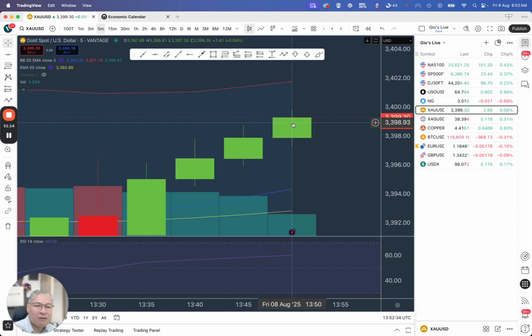3,400 is still the overall direction for it. Are we going to be able to hit that level, that marker? Once we hit that marker, what will the market do? Is the market going to retrace? How deep of a retracement can we speculate?